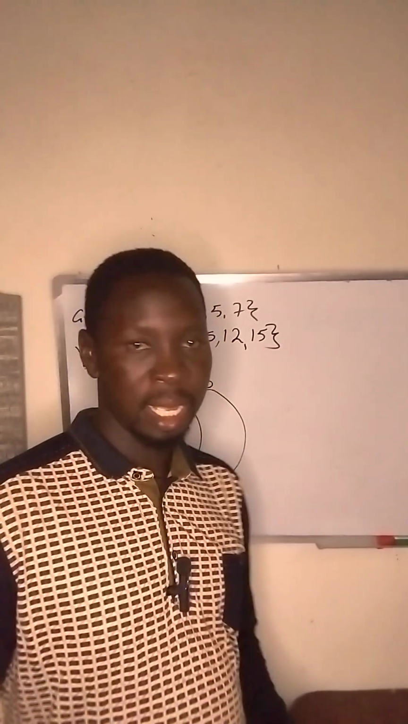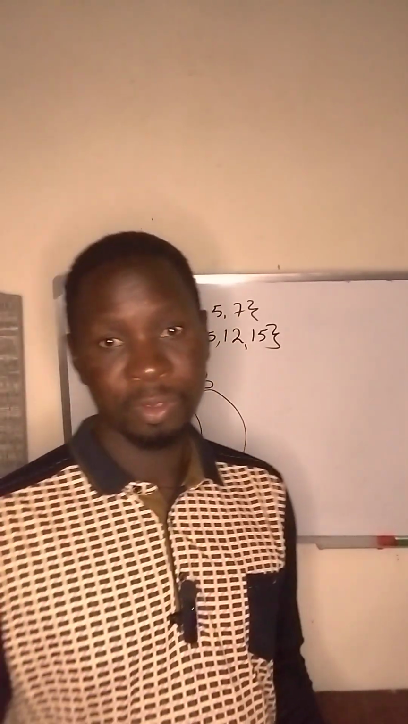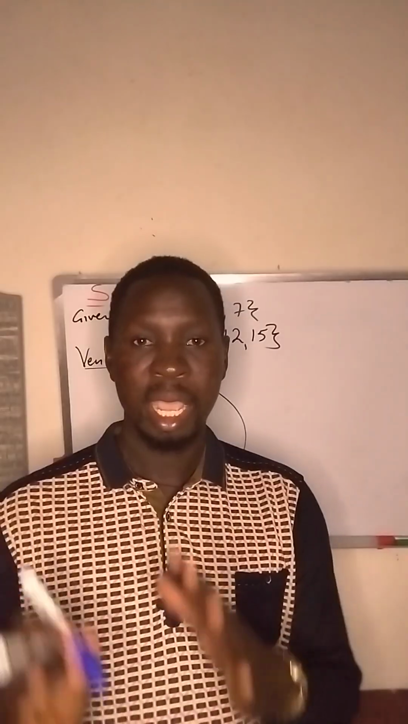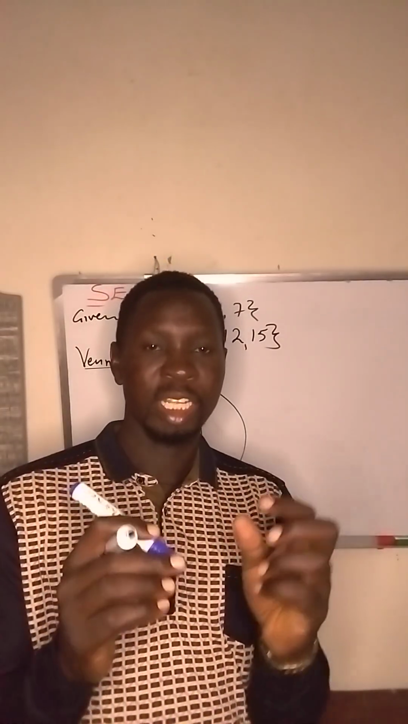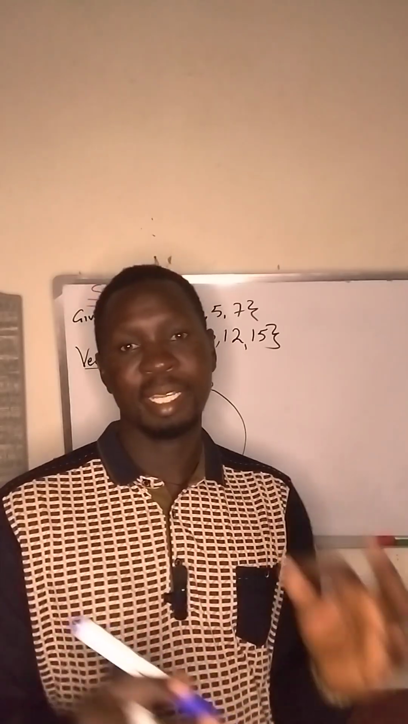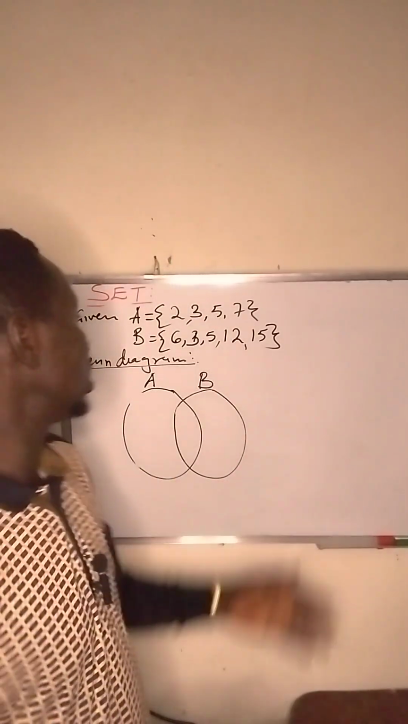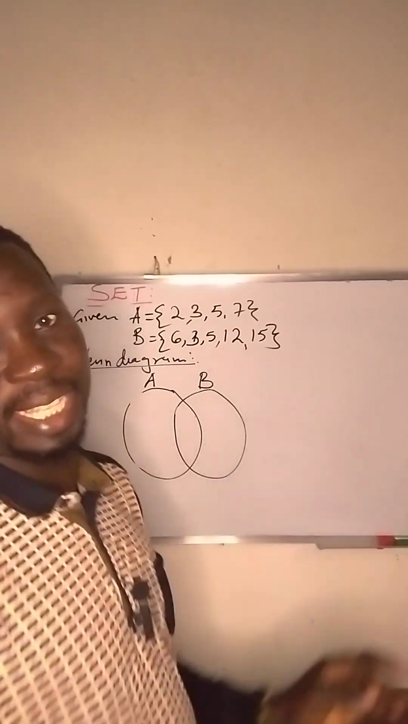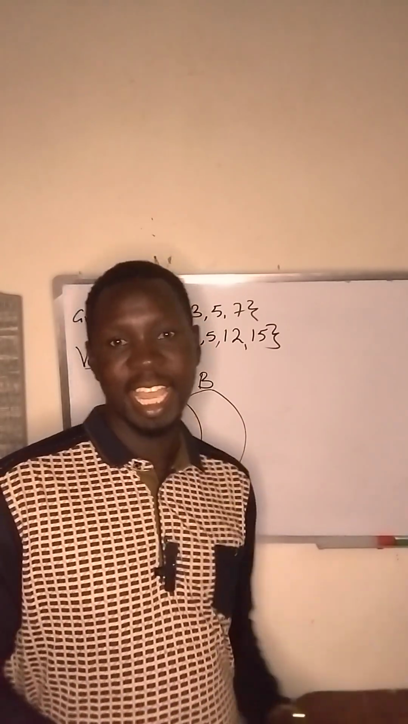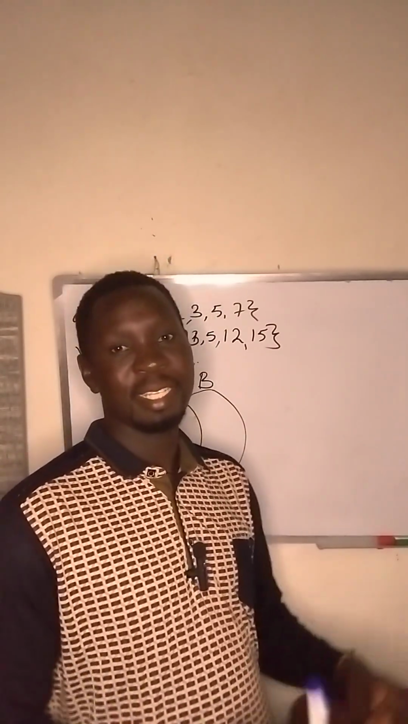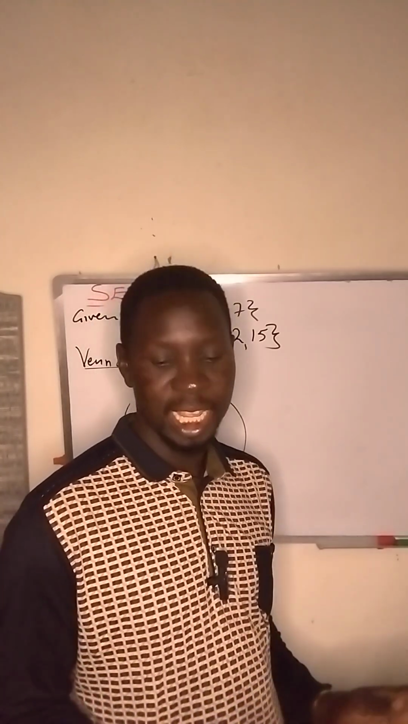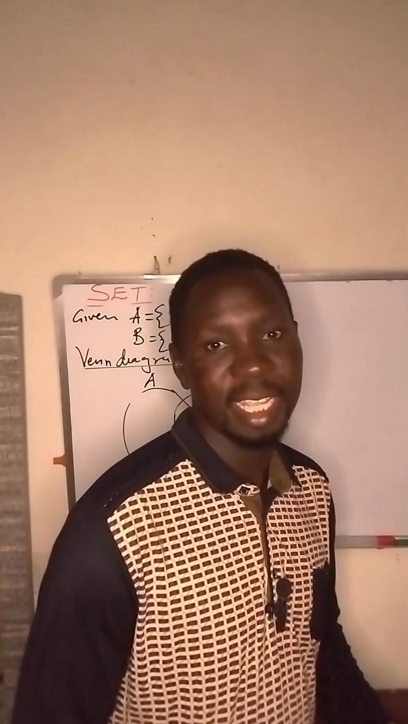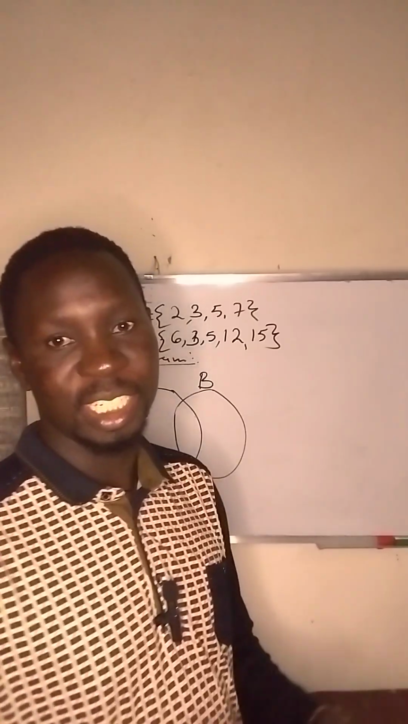My friend, this is our second video for sets. We have looked at the types of sets, and also how we can differentiate between the types of sets. Today we are going to consider how we can represent these sets on Venn diagrams. Remember, CBC just tests the understanding of the subject.